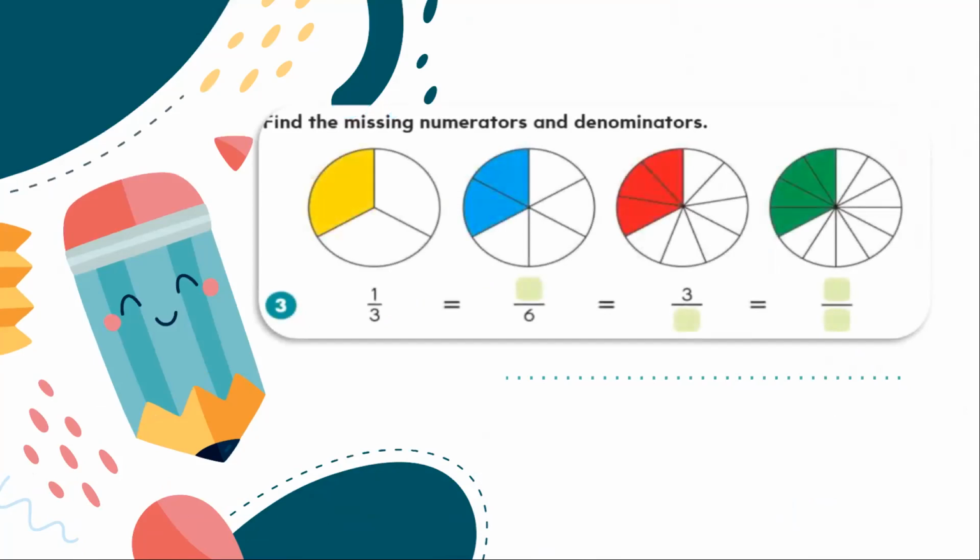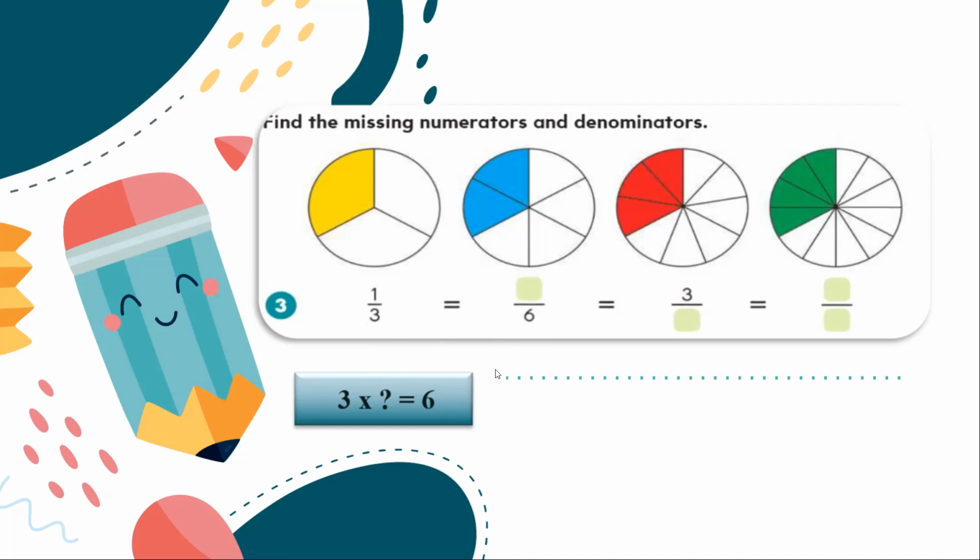Another example here. Find the missing numerators and denominators. All of these are the same circle, but each time I divided it into a different number of parts. As we can see, the first one is 1/3. I took the same 1/3, but I divided it here into 2 parts. And I divided the whole circle into 6 parts, as we can see in the denominator. So I will find out that the 1/3 is equal to 2/6.